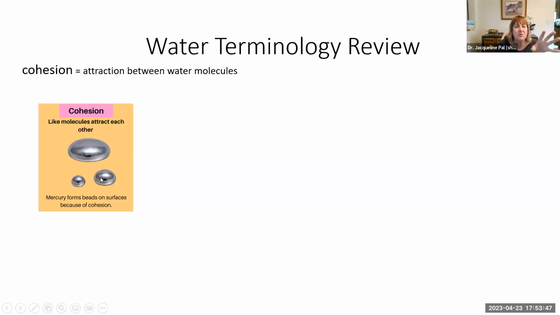Mercury coheses with each other, and that's what forms the little beads on the surface. And if you have little beads, you can put two little beads together and have them touch each other and form a bigger bead. Now, don't break up the mercury thermometer and do that because mercury is toxic.